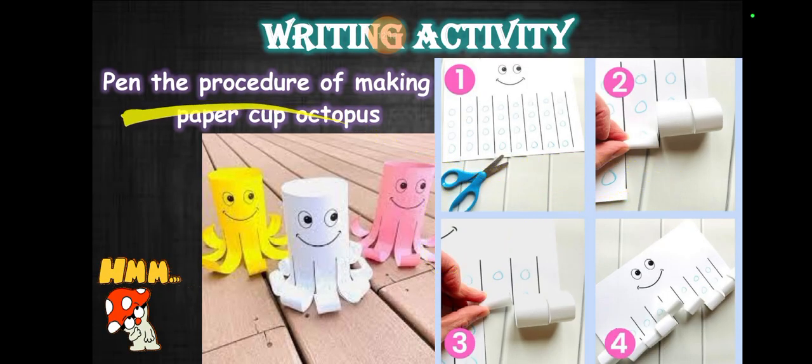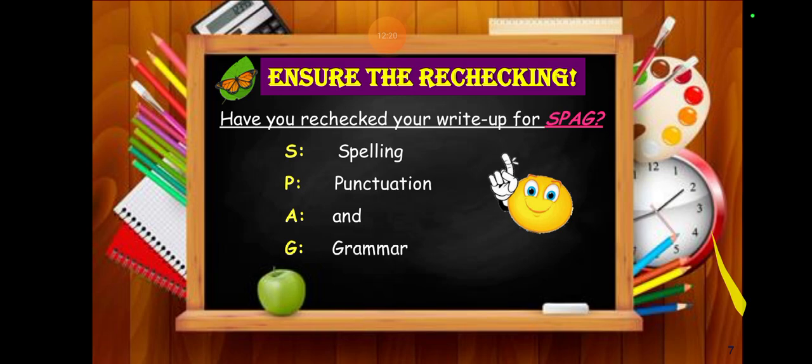Okay, now the other procedure is making the octopus write-up. So here I'm making an octopus write-up. You can go through this. Have you ever checked your write-up for SPAG? SPAG basically means whenever you're writing anything, don't make spelling mistakes. Go for punctuation and grammar.